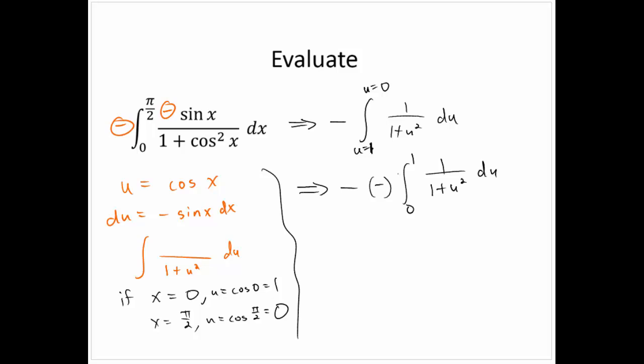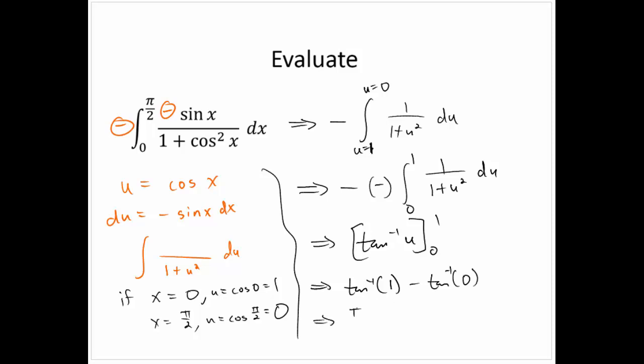Those two negatives undo each other, and so then I just have the antiderivative of 1 over 1 plus u squared. That's arctangent u from 0 to 1. And so then that's arctangent 1 minus arctangent 0. Arctangent of 1 is pi over 4, the angle whose tangent is 1. Arctangent of 0 is 0, and so then this is just pi over 4.